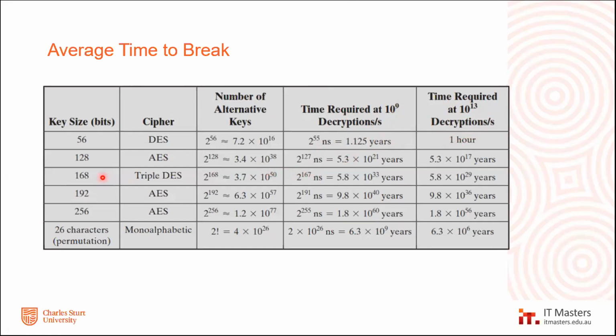Now we can see the difference a larger key makes. If we simply a bit more than double the key as AES, so AES 128 is the lowest level of AES, the smallest bit size for the key, we can see that it now takes 5.3 times 10 to the 17 years. That's a lot of years, 530 trillion years or something like that. Don't quote me on that maths. If we look at 168-bit key triple DES, that's going to take 5.8 times 10 to the 29 years to decrypt, and so on and so forth. So you can see the key size is absolutely critical. The bigger the key, the longer it's going to take for someone to crack.